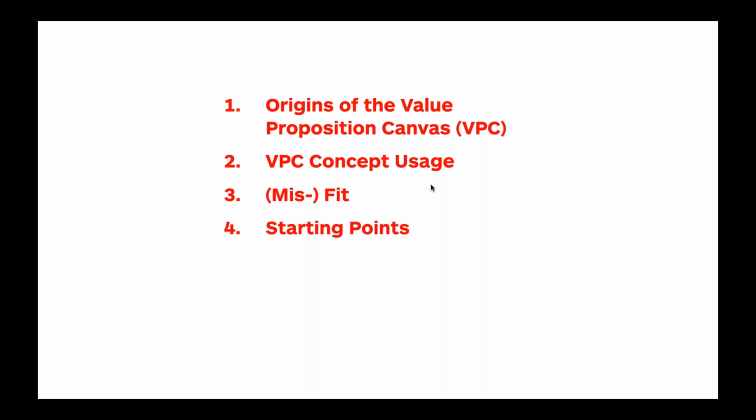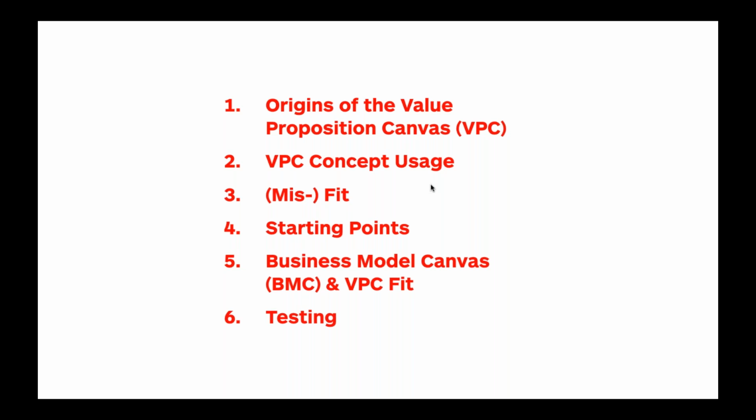Then things like starting points. How do I actually get started with filling out the value proposition canvas? Once you know the concepts and understand the fit a little bit, what's a good way to get started and fill this out? Then a very important topic that people don't focus on enough is the business model canvas and value proposition canvas fit. You need a business model and a value proposition to succeed, but in particular, you need to understand how they work together. So I'll talk a little bit about that, and I'll finish with a couple of things around the topic of testing.